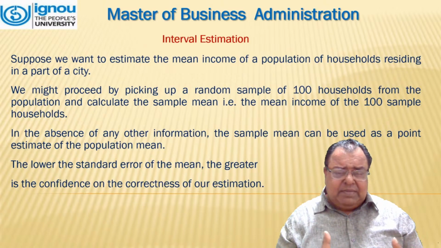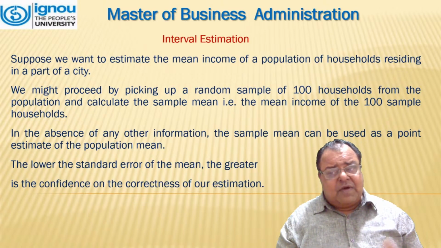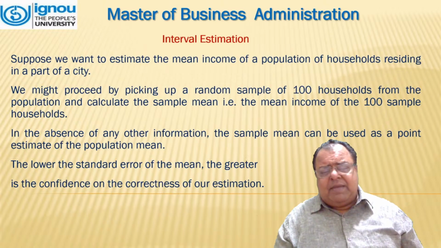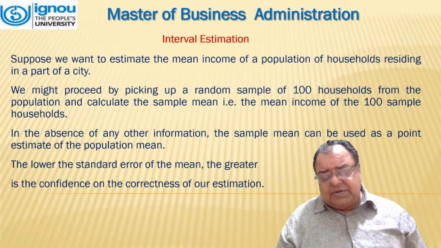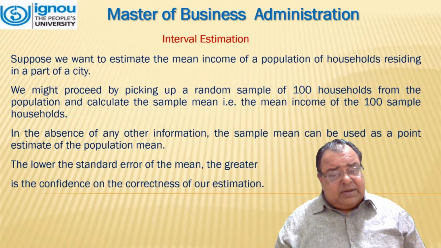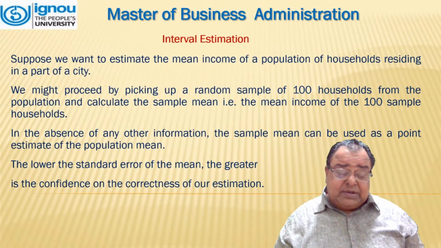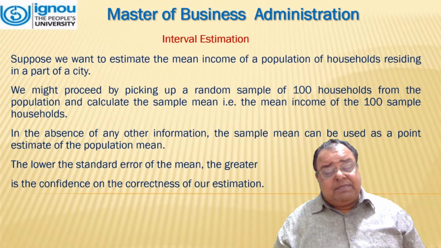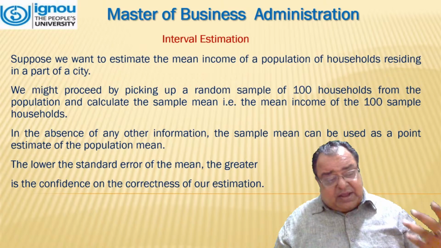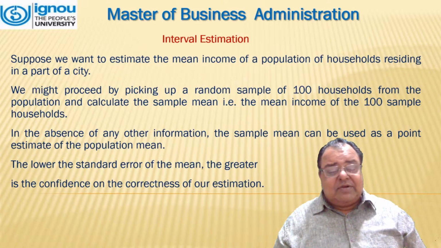Suppose we want to estimate the mean income of a population of households residing in a part of a city. We might proceed by picking a random sample of 100 households from the population and calculating the sample mean, that is, the mean income of the 100 sample households. In the absence of any other information, the sample mean can be used as a point estimate of the population mean. The lower the standard error of the mean, the greater is the confidence in the correctness of our estimation.